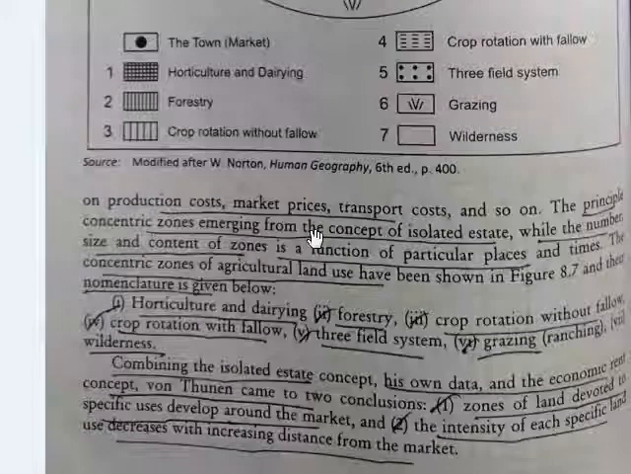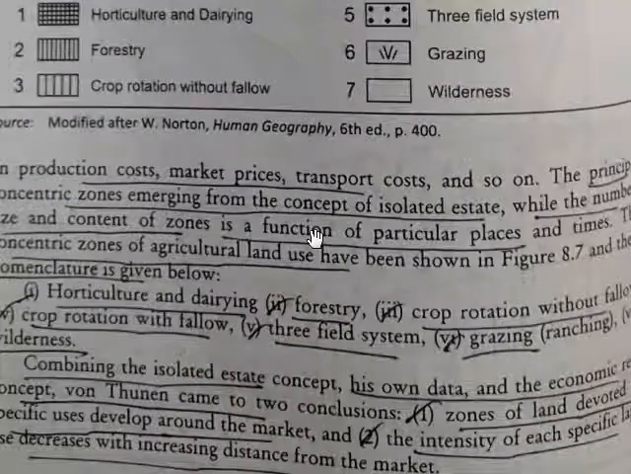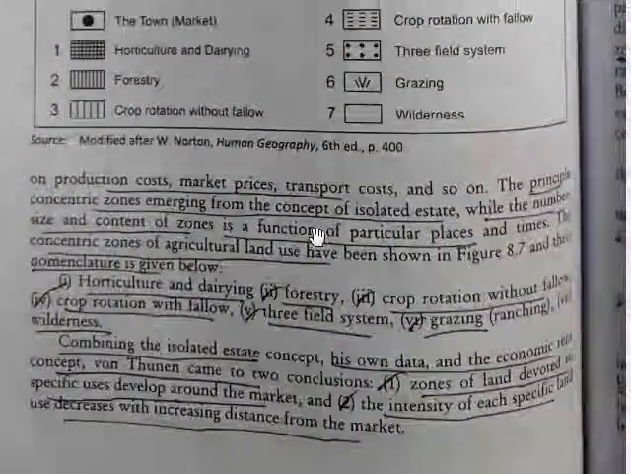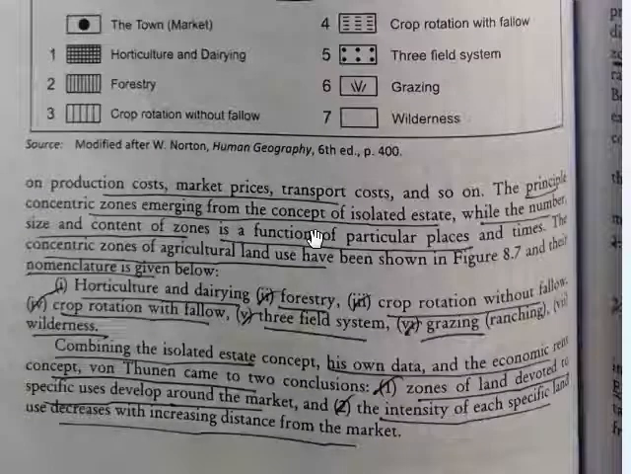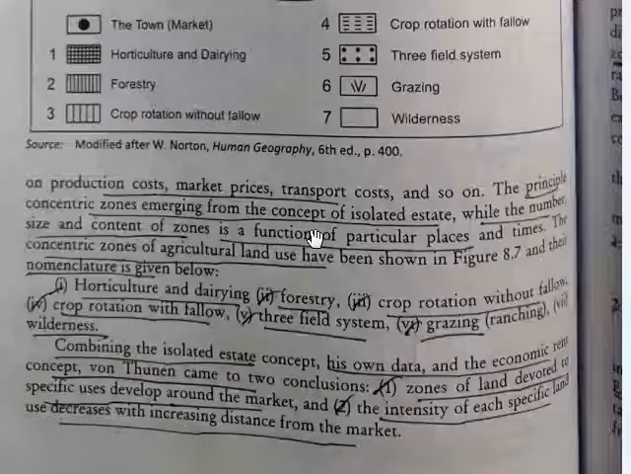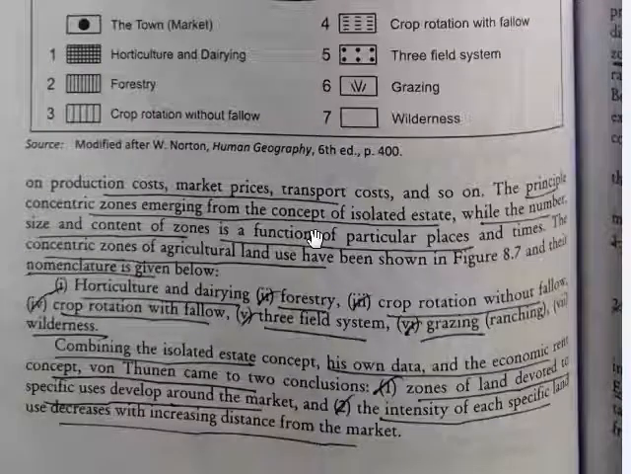On production cost, market prices, transport costs and so on. The principal concentric zones emerging from the concept of the isolated estate, while the number, size and content of zones is a function of particular place and time. The concentric zones of agricultural land use have been shown in the figure, and the nomenclature is given below: horticulture and dairying, then forestry, then crop rotation without fallow, crop rotation with fallow, three field system, grazing and wilderness.